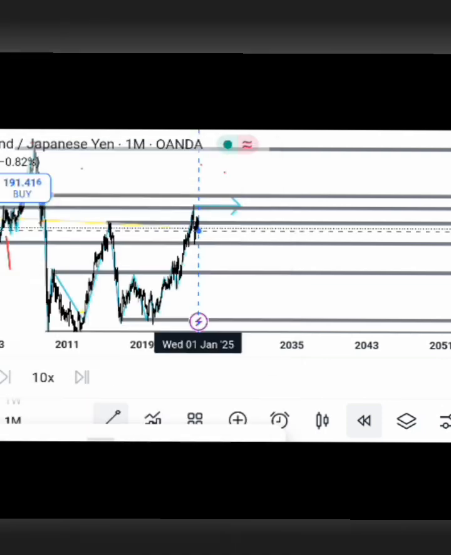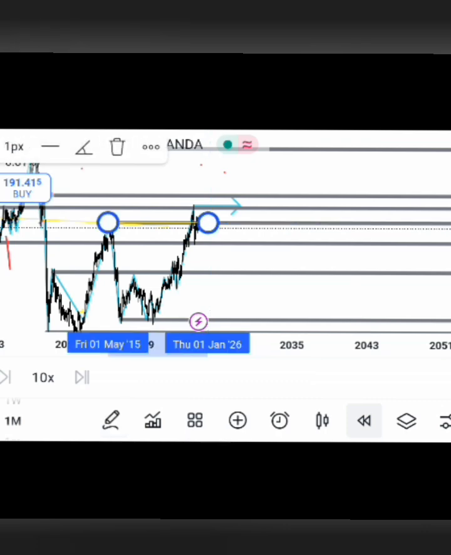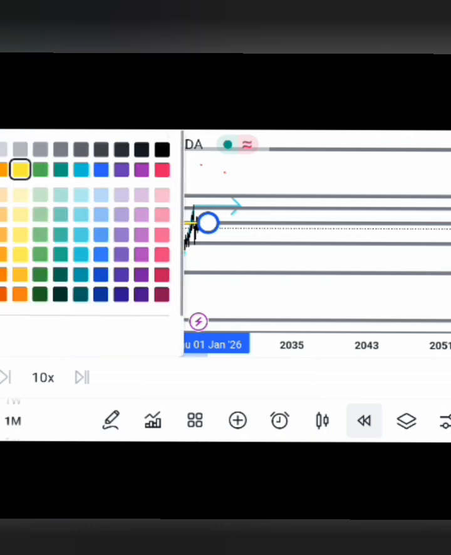Okay, let's use the trend line. Let me bold the trend line. You can see here, isn't it? From here down to this place, it broke it. So let's analyze what the market is doing. Okay, let's make it thick so that you can see, and let's change the color maybe to green.